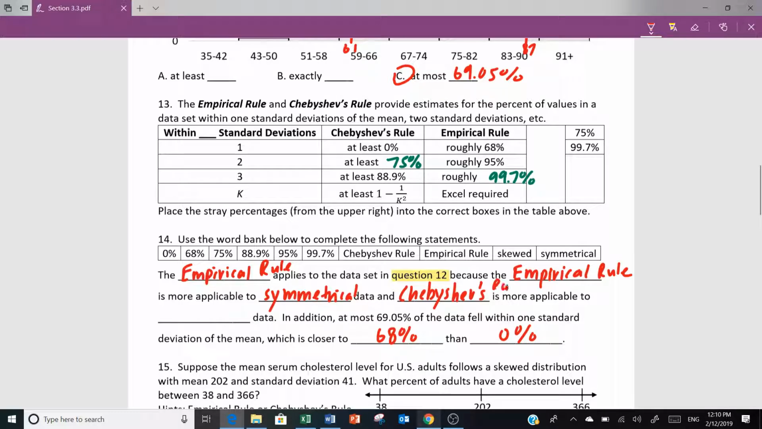Chebyshev's rule is more applicable to skewed data, because with skewed data, all your data could be on the side. And if all your data is on the side, then you have like 0% of the data within one standard deviation. If you had it skewed and all the data was on the side. Now's a good chance to ask questions, because that was a harder question.